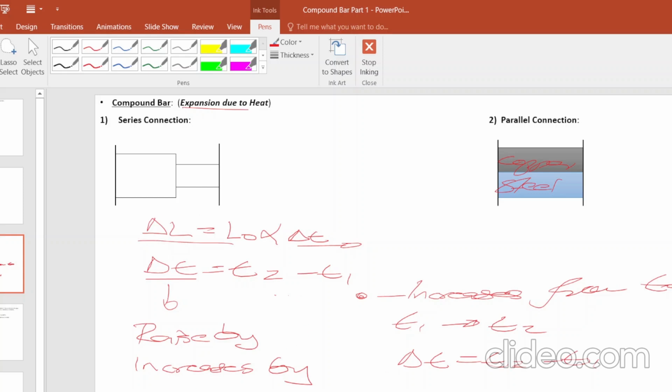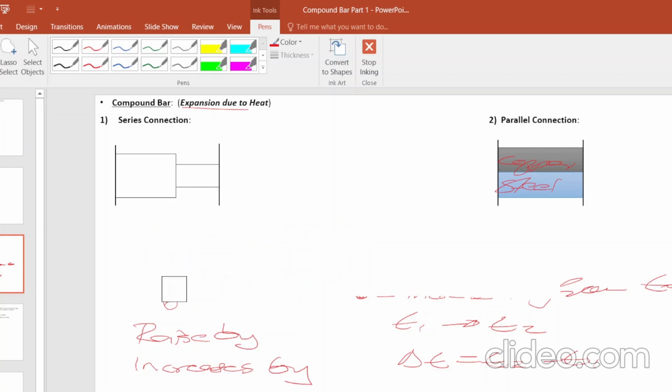Then in calculating the final length, it is the change in length plus length original, then you are able to get the final length. This is one of the formulas that we'll be working with in calculating the change in length as a result of heat. Now, let's look at this concept a bit.